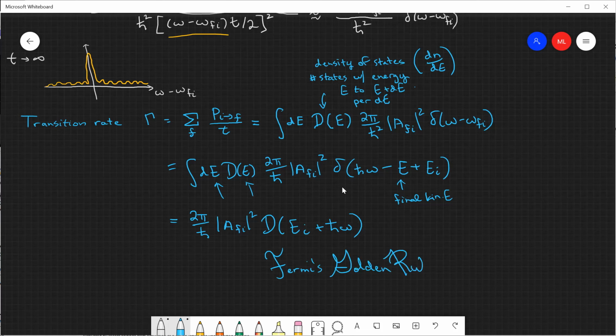And it's nice because it's a general formula for calculating transition rates between ground states, say, and free particles, bound states and free particles. So you'll do this, you'll practice this for your homework.